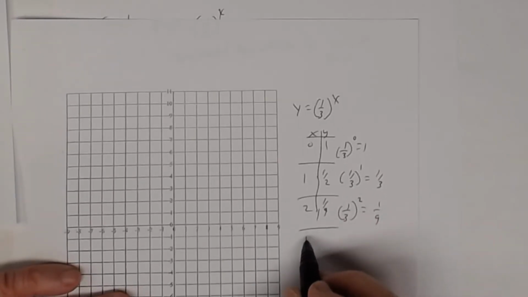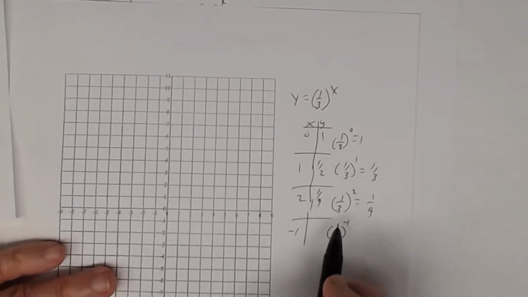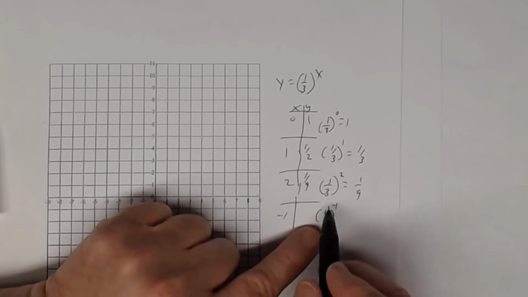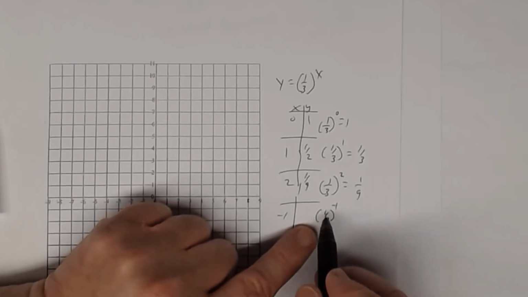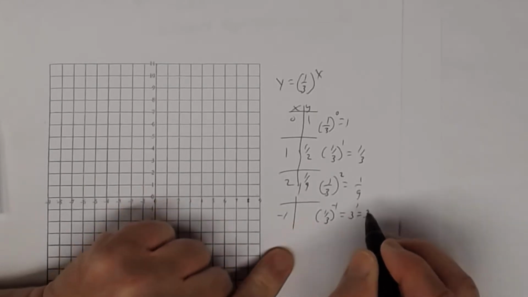All right, and then when x is -1, I get 1/3 to the -1 power. Now you've got to remember your properties of exponents from a previous course. So if that exponent is negative, to make that exponent positive, all I need to do is take the reciprocal of this base. So the reciprocal of 1/3 is 3. So you've got 3 to the first, which is 3.